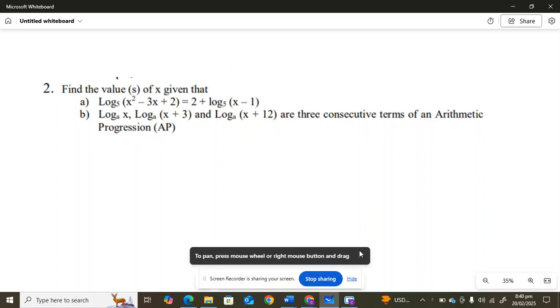Okay, so we have a question here. Find the values of x given that log base 5 of (x squared minus x plus 2) equals 2 plus log base 5 of (x minus 1). All right, so for part A here, what we must do is put every term in log base 5. Once we do that, we can get rid of the logarithms so that we remain with the equations so that we can solve.